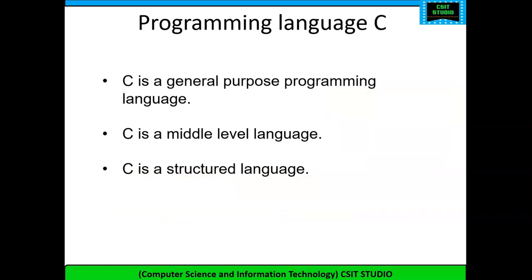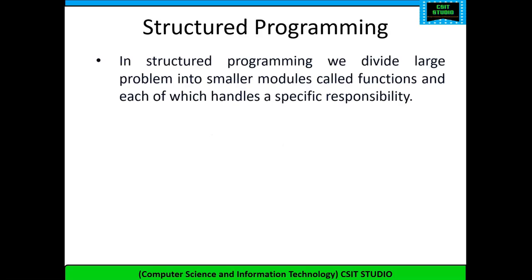And the C programming language, we call it a general purpose programming language because it can be used to write different kinds of programs, and that's why it is called general purpose. C language is also called a middle level language. Why? Soon we will see. C is a structured language. It is a structured programming language because it supports dividing a large problem into smaller functions which handle a specific responsibility.